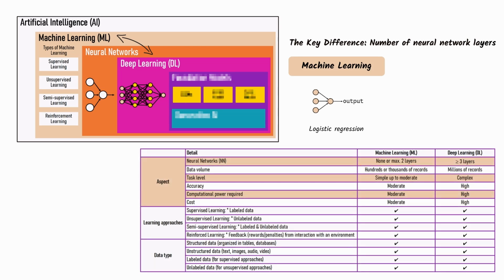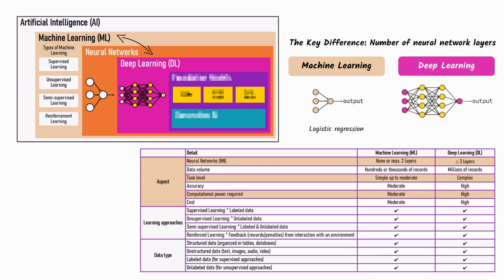Deep learning. DL models use deep neural networks, which are characterized by having 3 or more layers, including input, hidden, and output layers. The depth refers to the number of hidden layers in the network. This depth enables DL models to automatically extract complex features and patterns from a huge amount of raw data.